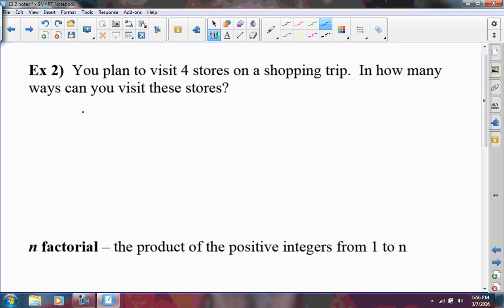So you hop in the car and you pick a store. There's 4 options for that first stop. Then after you've gone to that store, you're not going to go back to it again. Hopefully you got everything on your list.